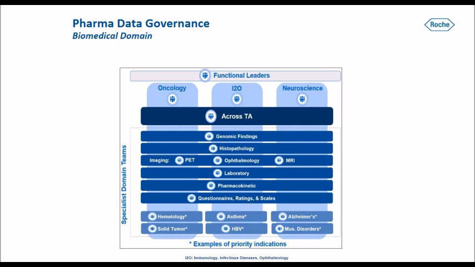And the specialist domain teams either concentrate on a specific indication or on a specific data type, like genomic findings, histopathology, or a specific indication like Alzheimer's. So all these domain teams are formed with cross-functional SMEs with representation from clinical science, biometrics, safety, and across all different organizations within Roche. And we create standards and we govern standards on how they are implemented across all studies.